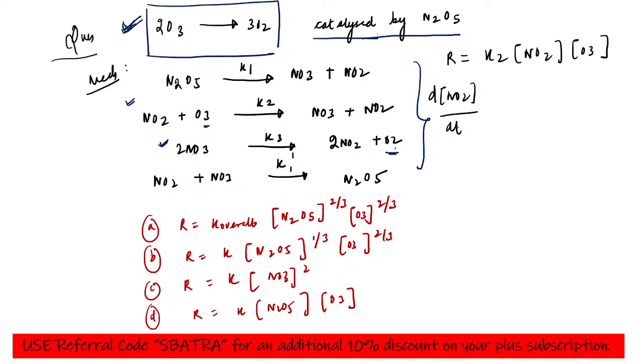So d NO2 by dt is nothing but NO2 is present in the first equation, so K1 N2O5. Okay, NO2 is present in your second equation. This is also NO2, this is also NO2. Okay, it's present in this equation two times, in your product also and in your reactant also.